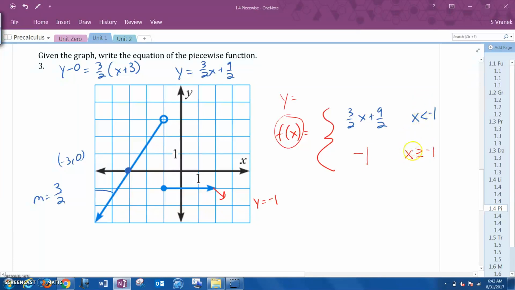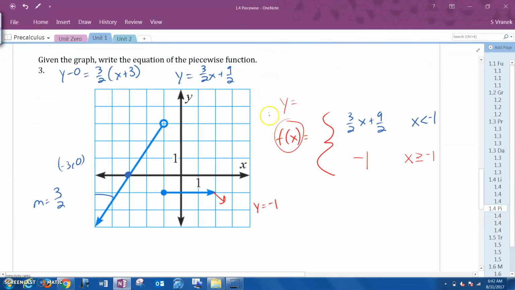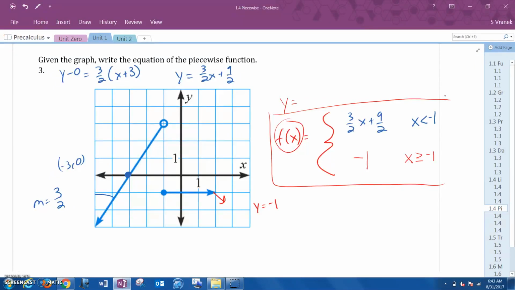Notice how if you put the x on the left, the inequality symbol points in the direction of the line. So this one points to the left, so it's the left one. This one points to the right, it's the right one. And that goes off forever. So that's it. We've just created our piecewise function. All you have to do is get the individual equations of the two lines, figure out where they split, so you can write your domain restrictions on the side, and put it together in this nice little bracket form.